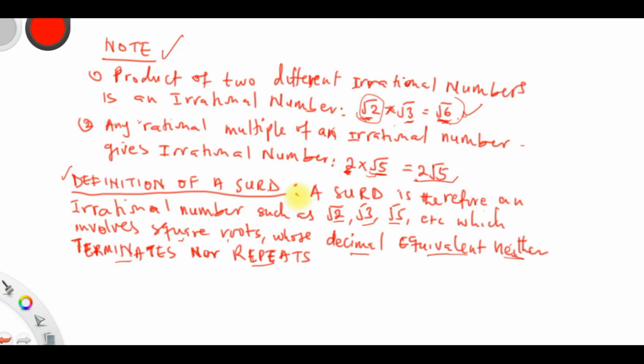Sets are irrational numbers. Because they are irrational numbers, if you find their decimal equivalent, they will neither terminate nor repeat. So sets are just irrational numbers. These irrational numbers are the square roots of prime numbers and the square roots of products of prime numbers. Those are irrational sets, or irrational numbers.